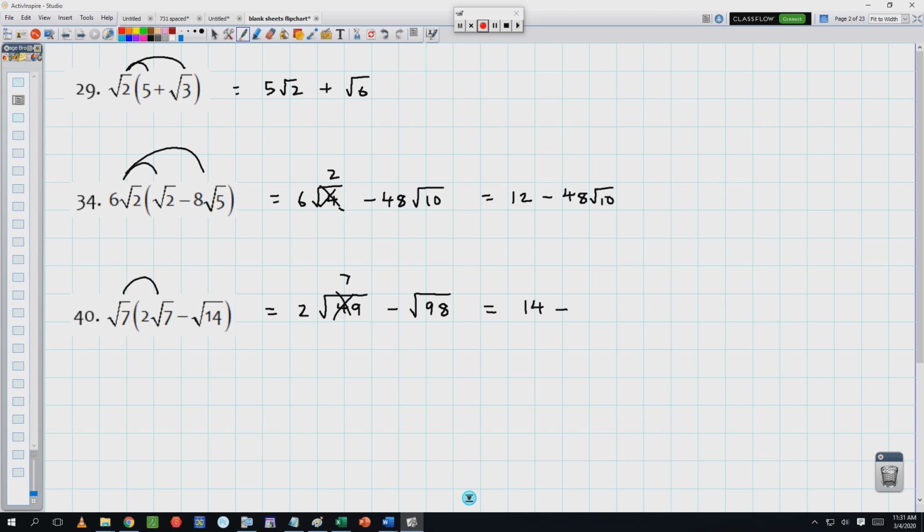Now what about that radical 98? A 98 breaks up into a 7 and a 14. So we have a 7 from the 7, a 2 and a 7 from the 14. I see a pair of 7s, and unfortunately I have to leave that 2 inside.